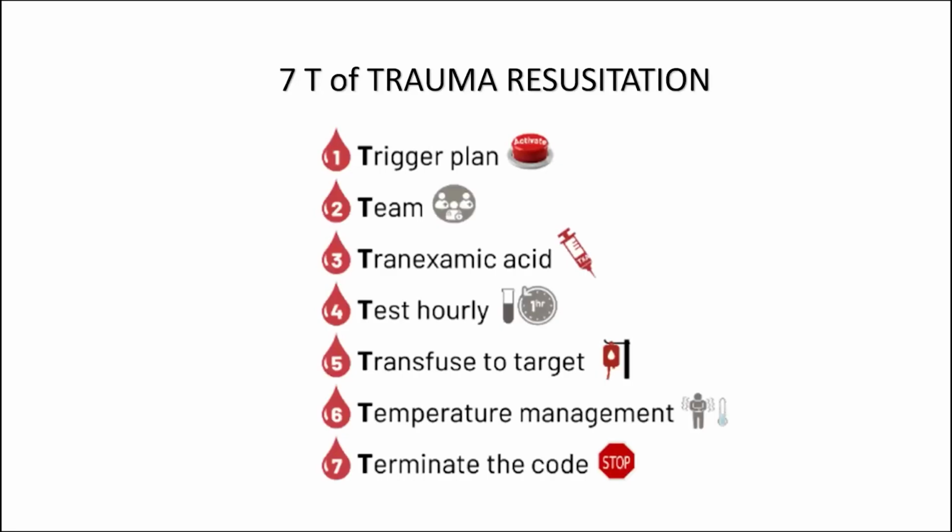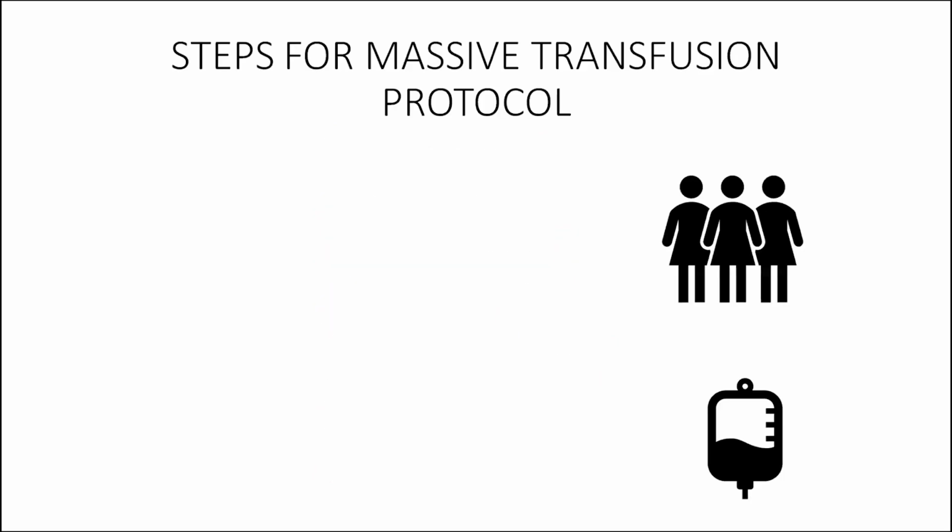Okay, so what are the seven T's of trauma resuscitation? You should have a trigger plan. It's a team-based approach. Early use of tranexamic acid, test hourly, achieve the target, prevent hypothermia, and terminate the code when stabilization has occurred. What are the steps?